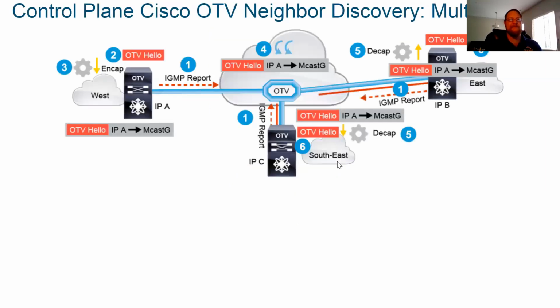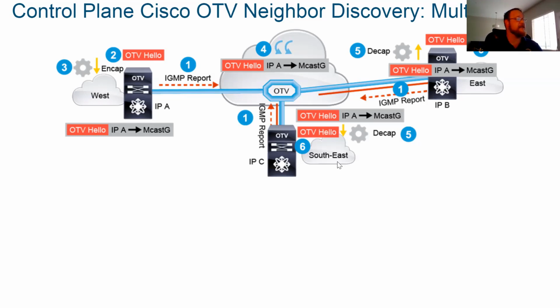For some reason, I'm brain freezing right now. It's a specific switch that you specify. It's called the adjacency server. You just select one of the edge OTV devices and you set it up as an adjacency server, and everybody just talks to him. It's kind of like a route reflector. We'll talk about it later.